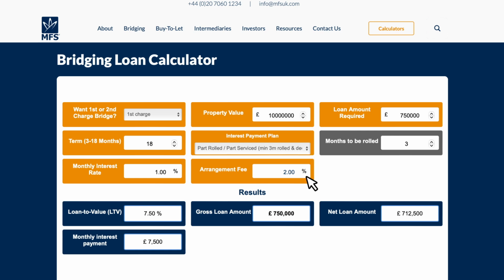The arrangement fee box requires a figure that is a percentage of the gross loan amount. At Market Financial Solutions, these fees start from 1%.